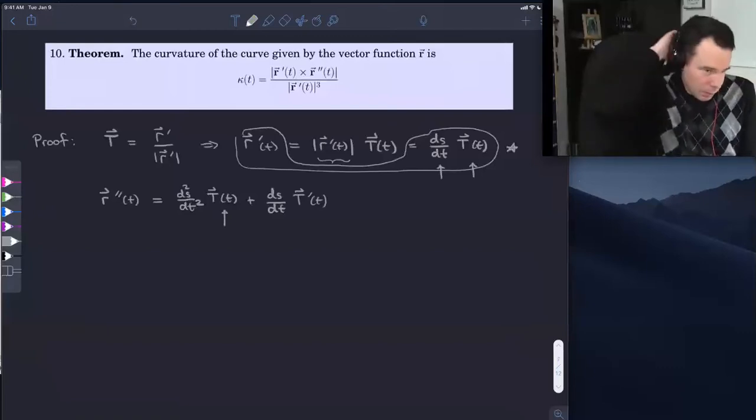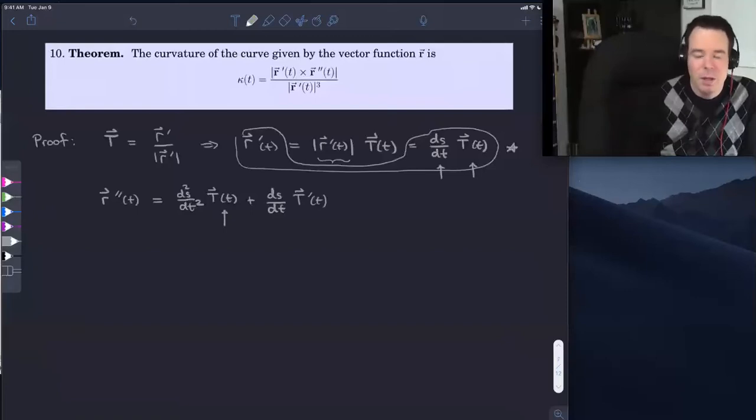Sometimes it's helpful if you want to get an application in mind, where these things represent objects that you're more familiar with. Think of r of t as just the position of a particle as it's traveling in space at a given time t. So r prime of t would be the velocity vector at any given time. r double prime of t is an acceleration vector. So this would be like the acceleration at a given point on the curve. And what we've done is we've just decomposed the acceleration into two different directions, a tangential direction and this derivative of the tangential direction, this t prime direction.